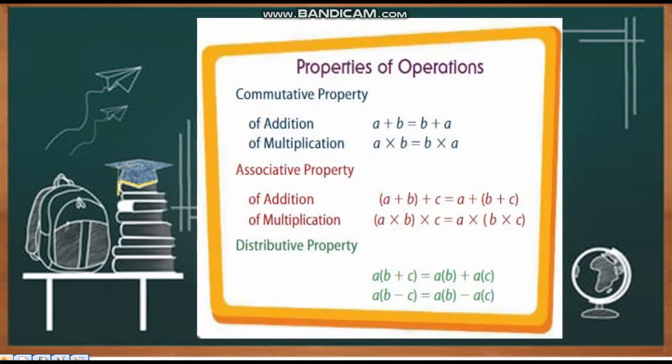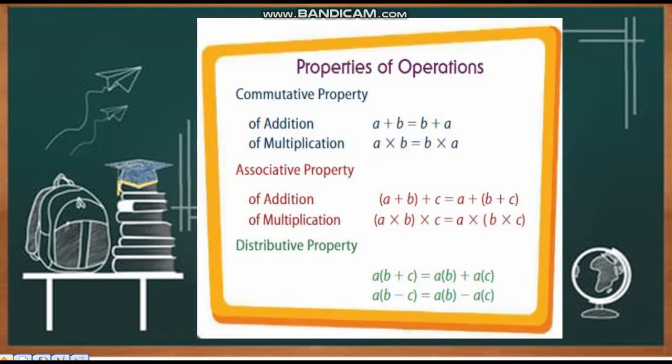The second property here is associative property. In associative property you can regroup addends or factors. Addends here of addition, like the quantity a plus b plus c equals a plus the quantity b plus c. As you see here, we have in the two expressions the same addends and the same operations, but we are only regrouping the addends. And here in associative property of multiplication we have the quantity a times b times c equals the expression a multiplied by the quantity b times c.